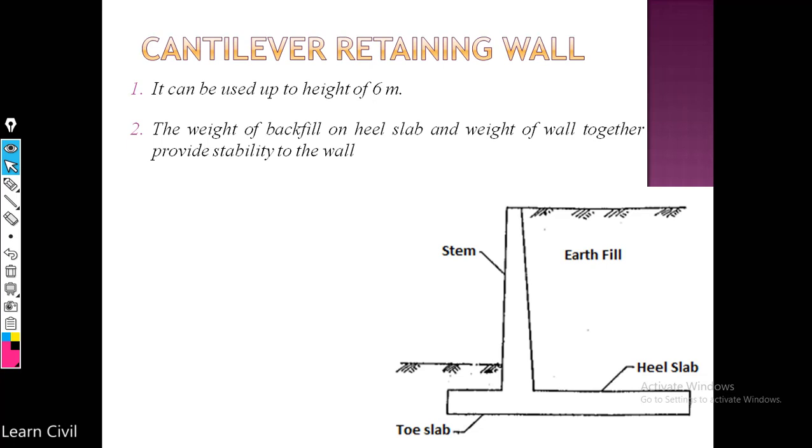Now in this type of retaining wall, the weight of backfill on the heel portion matters, because you can see here on this heel slab there will be a soil mass like this, and let us consider its weight is W2. Then the weight of this wall or stem, let us consider this is W1, and these will provide the stability to this retaining wall.